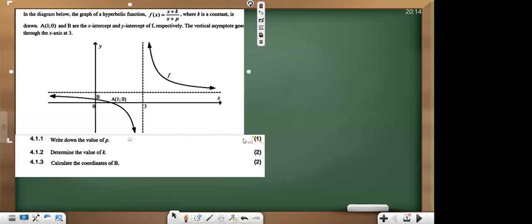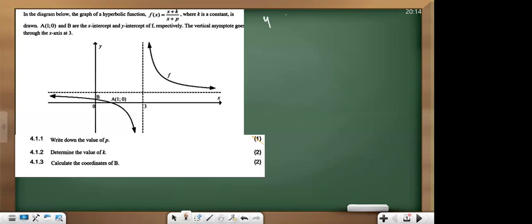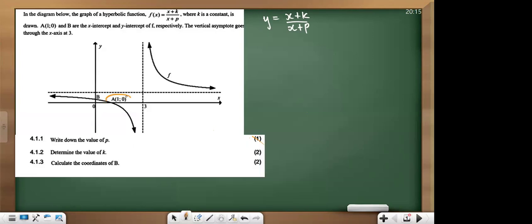All right, in the diagram below, we're given f of x, which is y equals x plus k over x plus p, where k is a constant and there is a point A. We can see, always acclimatize so that you become aware of these attributes. A and B are the x-intercept and y-intercept respectively.